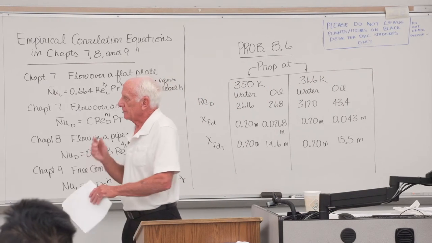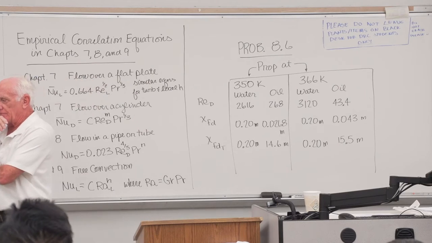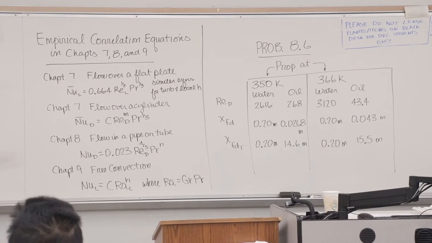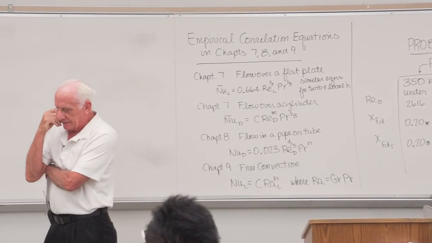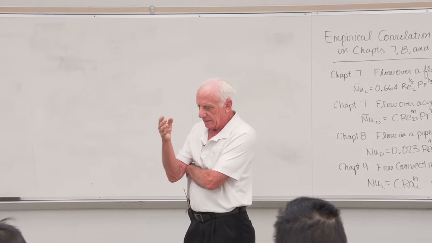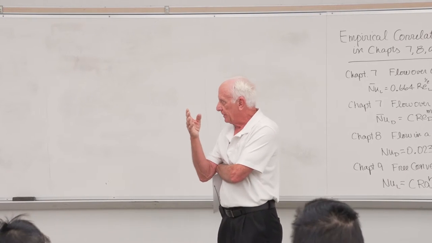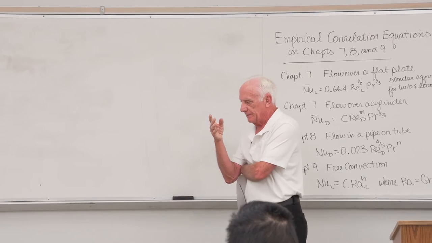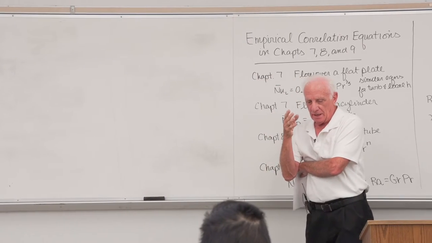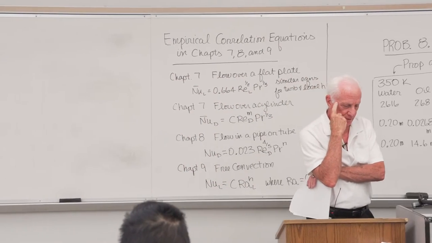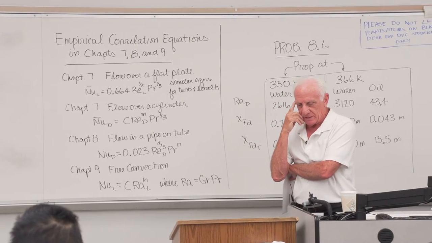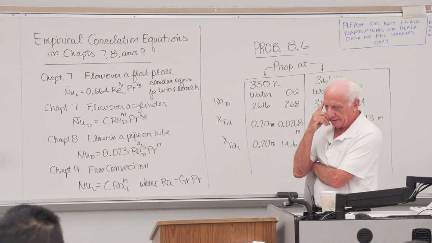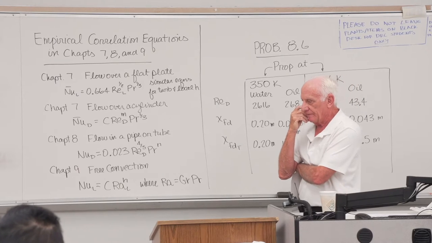Okay, so chapter 9 so far, free convection. Last time we pretty much developed and summarized the empirical correlation equations in chapter 9 for different geometries. First of all, we had horizontal plates, vertical plates, horizontal cylinders, vertical cylinders.